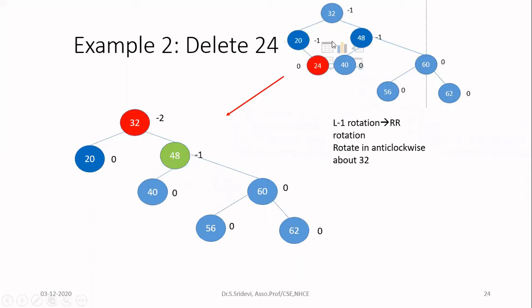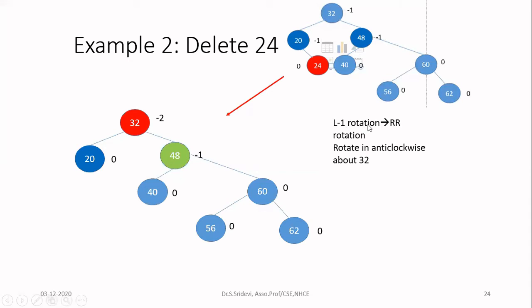We have deleted the node. With respect to this 32, we have deleted the node which is available in the left subtree. So we need to apply L rotation. Then, since we have deleted in the left subtree, go to the right subtree of the imbalance node. So the imbalance node is 32. Go to the right subtree. See the root of that right subtree. So the root of the right subtree is 48. So what is the balance factor of 48? It is minus 1. Therefore, you need to perform L minus 1 rotation.